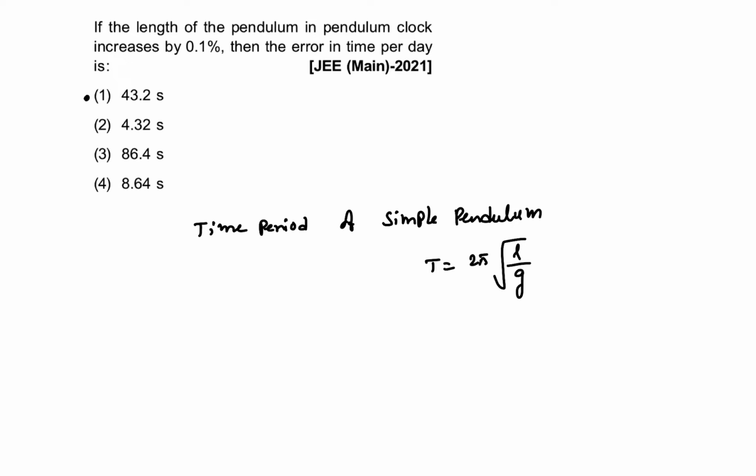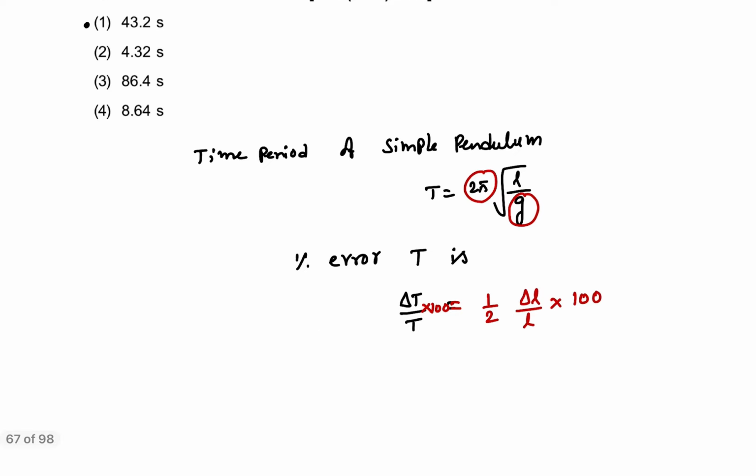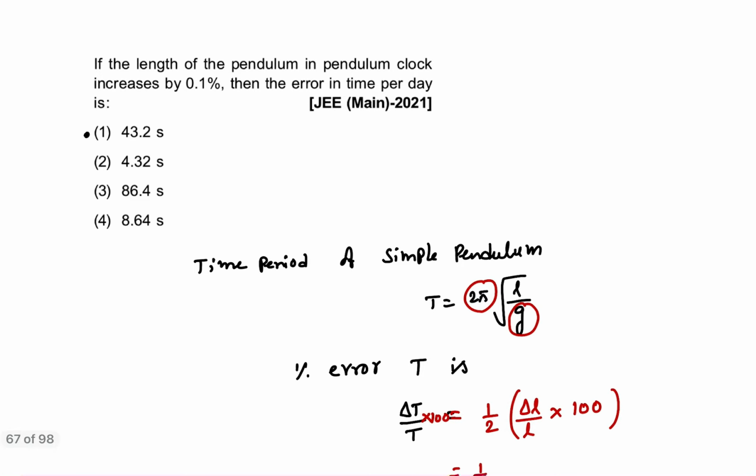According to the question, the length of the pendulum in the pendulum clock increases by 0.1%. The error in time per day is what? You can see here the percentage error in time period. Delta T divided by T is equal to, 2π is constant, g also has no error, so you can write it as 1 by 2 times delta L by L. Sorry, they are asking percentage error, so delta T by T into 100 is equal to 1 by 2 into delta L by L into 100.